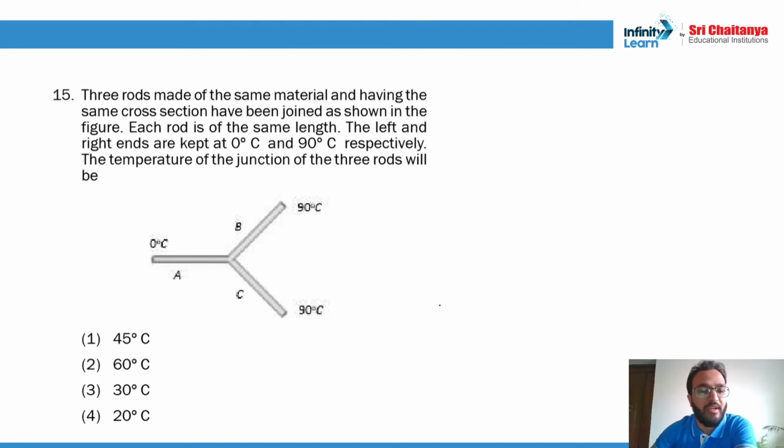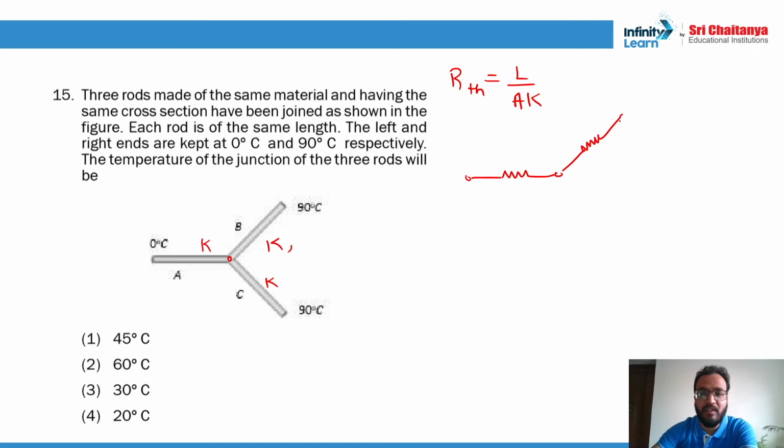Now here, this is an interesting question. Three rods are made of the same material. That means K, K and K. And all three rods are identical, which means they have the same resistance also. So the thermal resistance of every rod is L by AK, which is the same. If you compare with an electrical circuit, it will be somewhat like this: R, R and R.